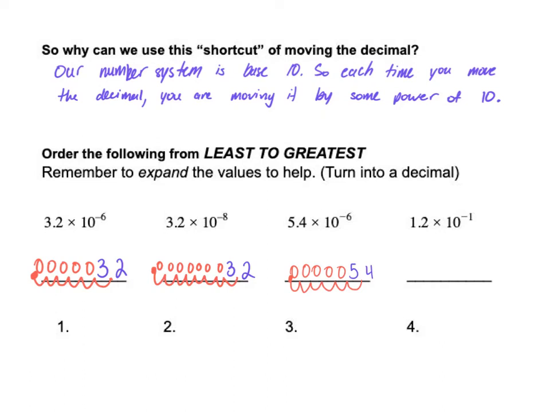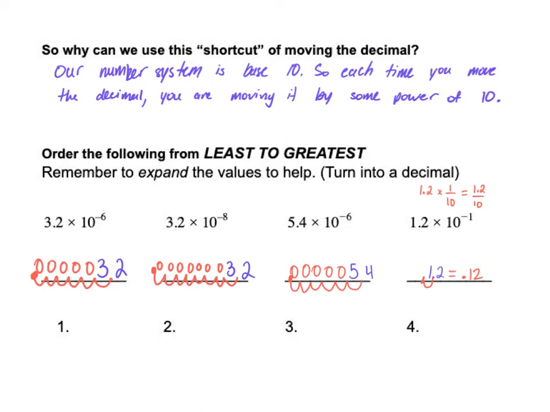All right, and the last one, 1.2 times 10 to the negative first. All right, so remember, if I start with 1.2 and I move my decimal 1 space to the left, that's ending me up at 0.12. All right, another way to think of this is 1.2 times 1 over 10. All right, so really we have 1.2 divided by 10.